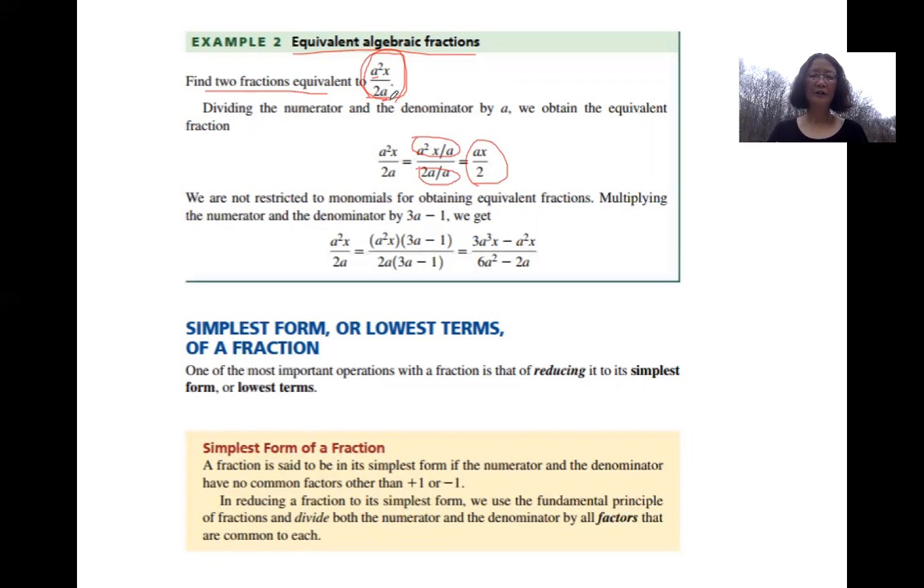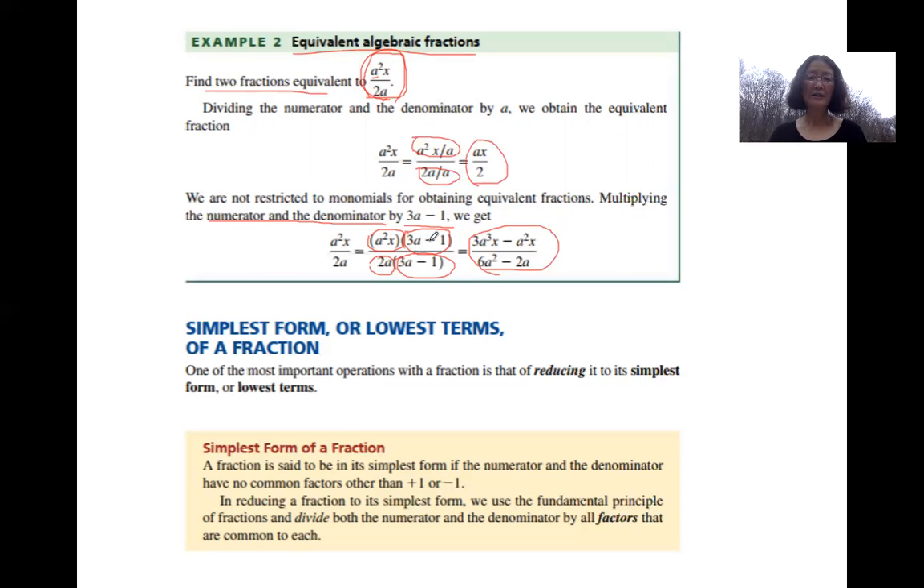And we can also multiply the numerator and the denominator by the same factor. For example, 3a minus 1. So the numerator is multiplied by 3a minus 1, the denominator is multiplied by 3a minus 1, and you get this fraction. This fraction is equivalent to the original fraction.